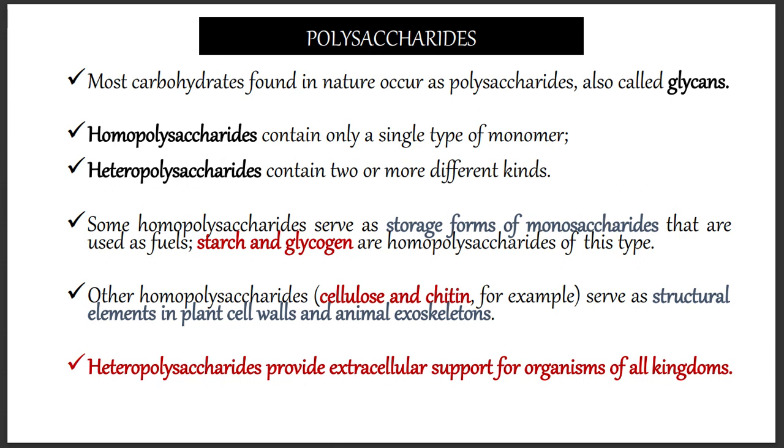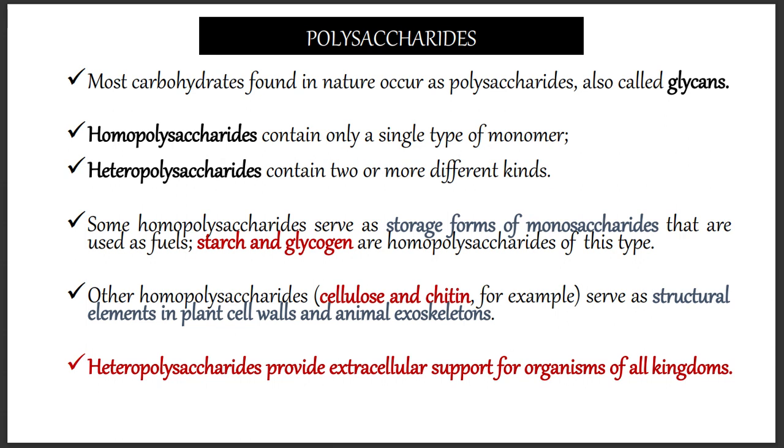Those which are used for storage include starch and glycogen. Starch in plants, glycogen in animals. Those which are used in structures include cellulose and chitin. Cellulose is found in the plant cell wall, but chitin is found in exoskeletons. Okay, the exoskeleton of insects like grasshoppers.